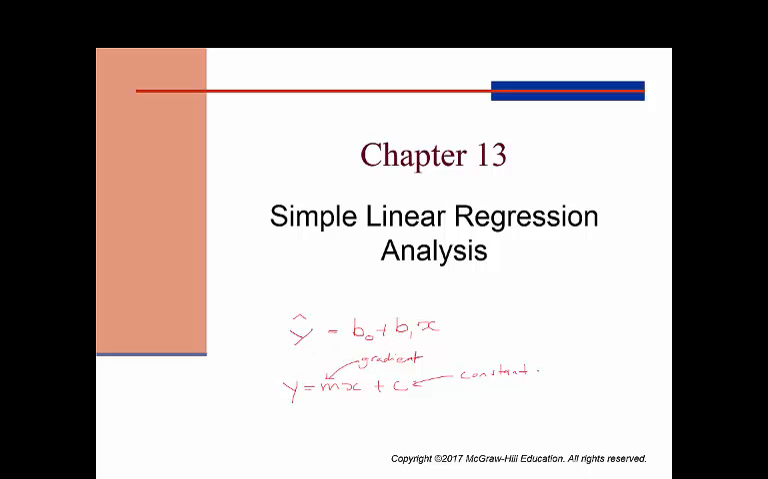We're building a straight line where now you've got the b1 on the x, right? So this is the gradient, the slope, right? And this is the constant, or the intercept. You can call it either. Okay, so that's what this chapter is about.